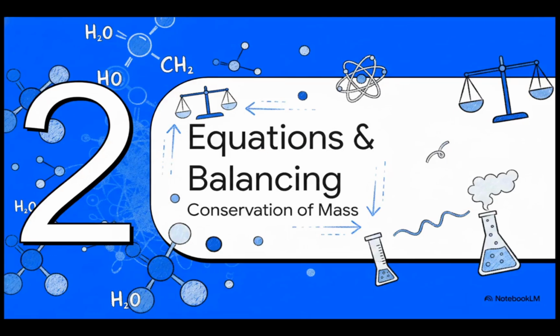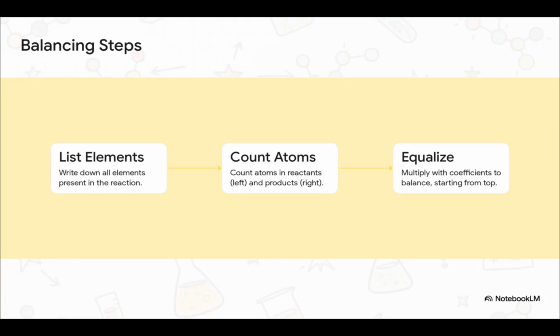Let's talk about the universal language of chemistry. Now, I know balancing equations might seem kind of intimidating at first, but listen, if you just follow a few systematic steps to respect the law of conservation of mass, which just means mass cannot be created or destroyed, it becomes as simple as basic math. You just write down your elements, count the atoms in the reactants on the left side, and the products on the right side. Then you simply multiply with coefficients to equalize them, usually starting from the top of your list. See? It's just a logical puzzle.